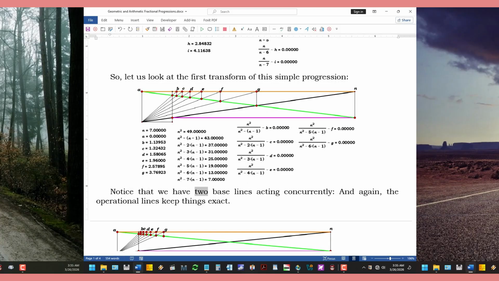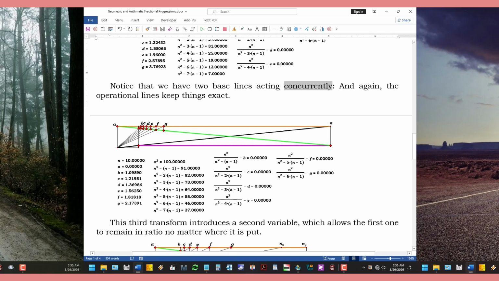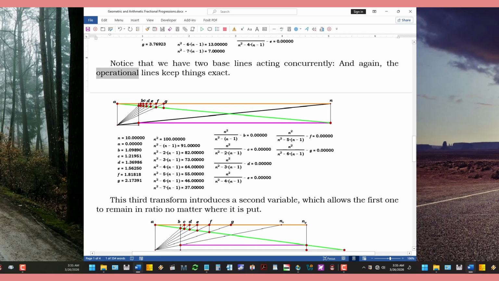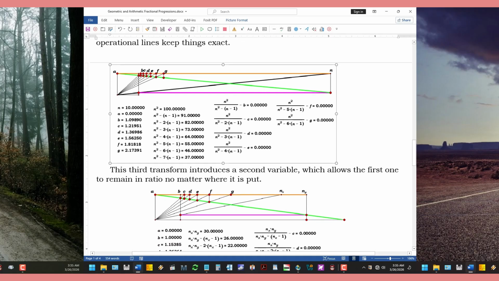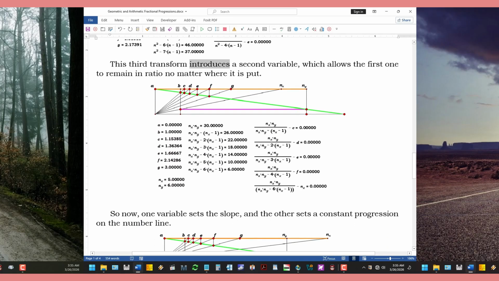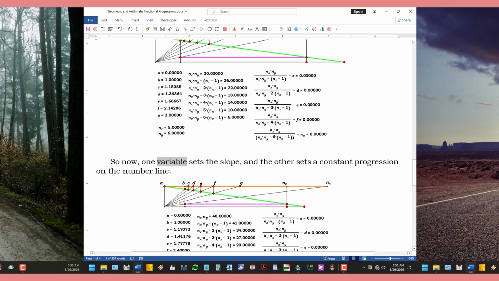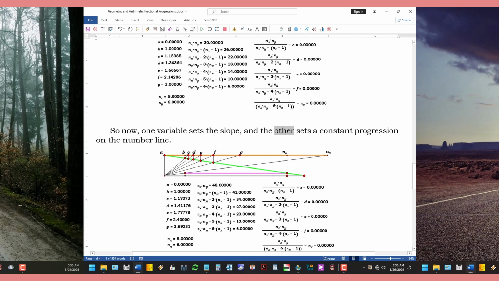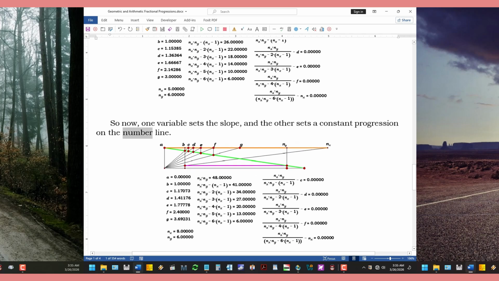Notice that we have two baselines acting concurrently, and again, the operational lines keep things exact. This third transform introduces a second variable, which allows the first one to remain in ratio no matter where it is put. So now, one variable sets the slope, and the other sets a constant progression on the number line.